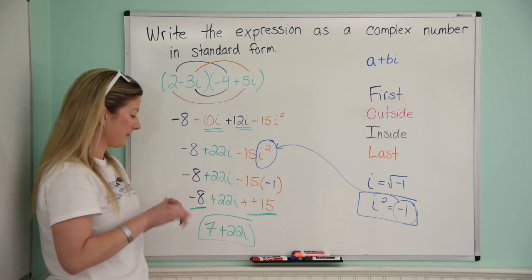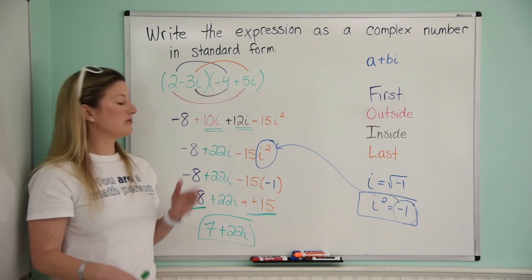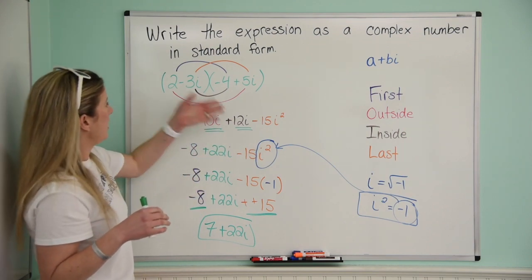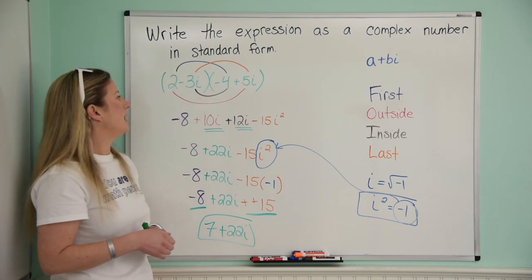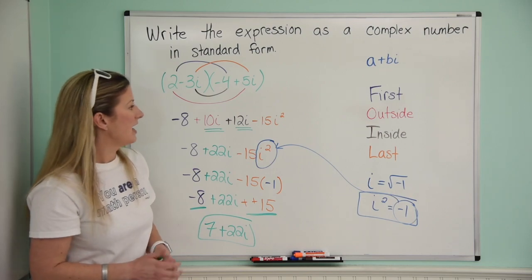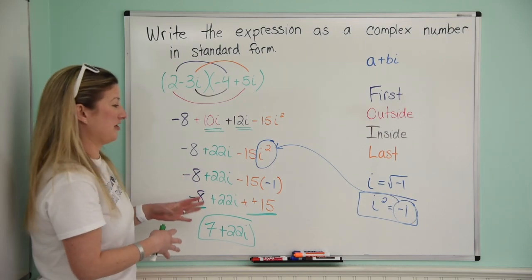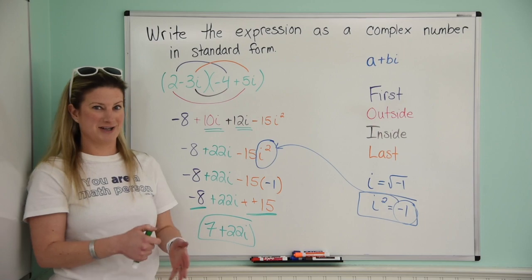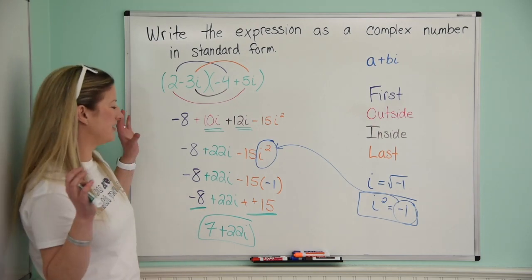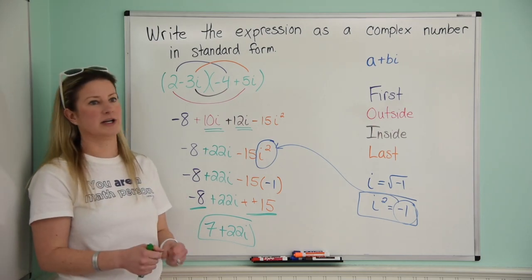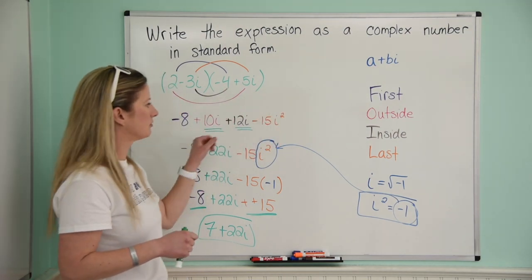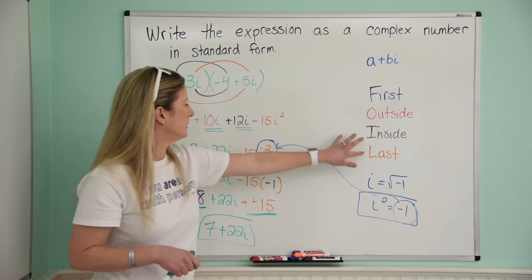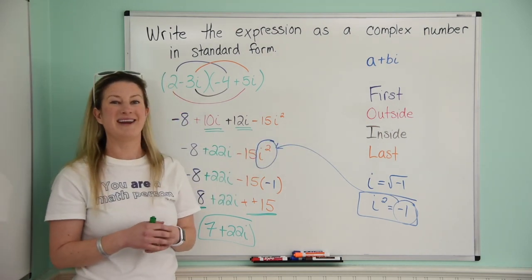Awesome. So there you go. So that's how we write this expression. That's how we multiply 2 minus 3i by negative 4 plus 5i. And I hope you like the use of colors. I also did that because I work with undergraduates who are studying to be math teachers, and I always tell them how using colors is so important, because then students can see, oh, first that was the purple. Outside that was the red. Inside that was the brown. Last that was the orange.